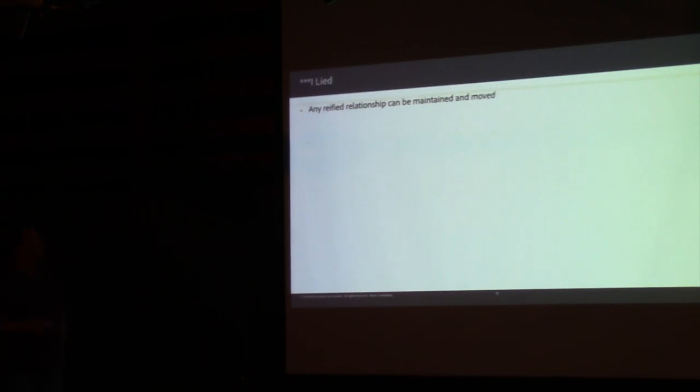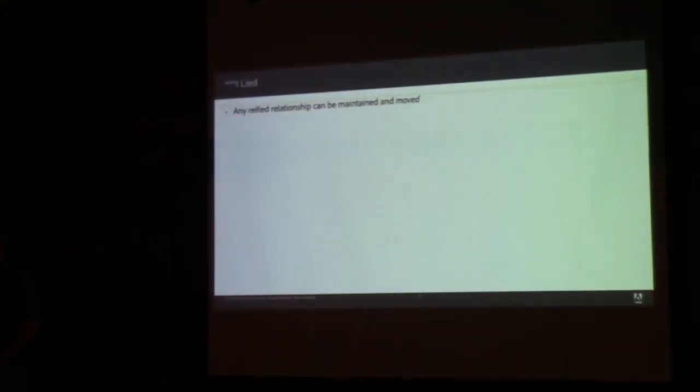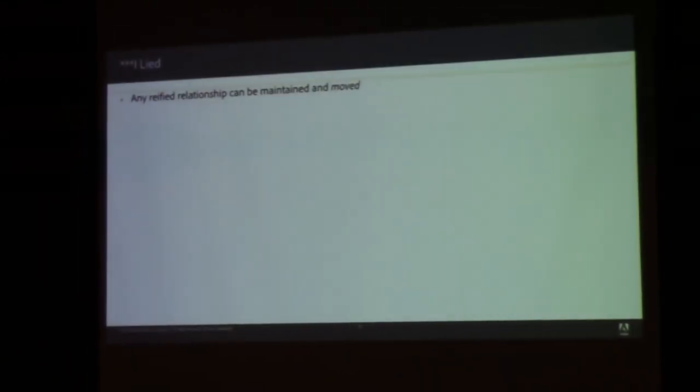Okay. So remember, I made this statement: any reified relationship can be maintained and moved, right? I lied. Pulling one of Chandler's lines. Okay. Why did I lie? I'm in this room. If I move out of this room, I cannot take that relationship with me. I cannot move out of this room and be in this room. That relationship I can't transfer.